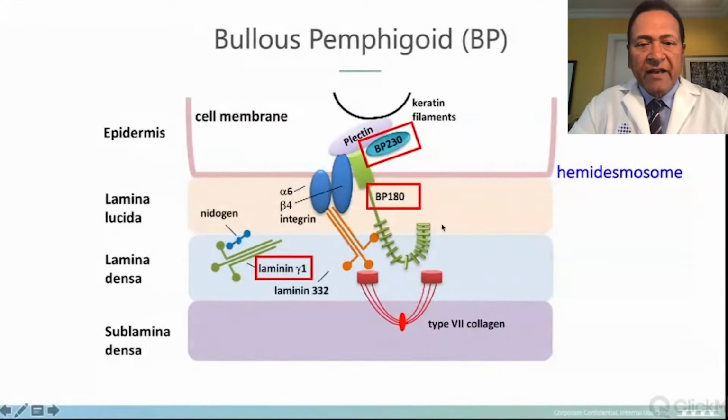So here in this schematic, you can see the three main targets of the pemphigoid group, BP230, BP180, localized more to the hemidesmosome structures that are important in linking the basal keratinocytes to the underlying basement membrane, and laminin gamma 1 here.